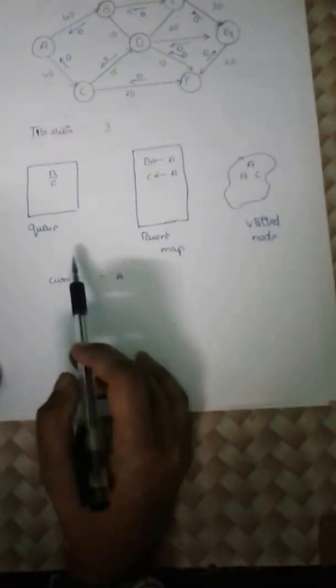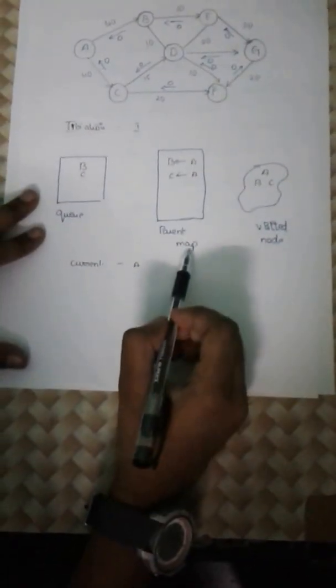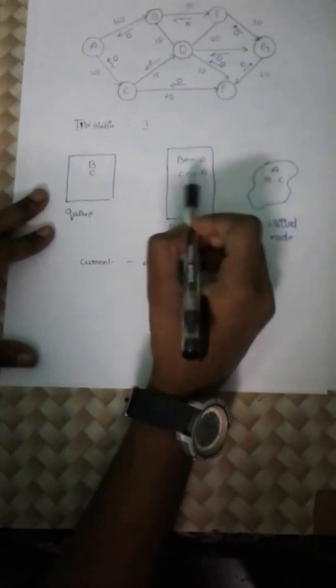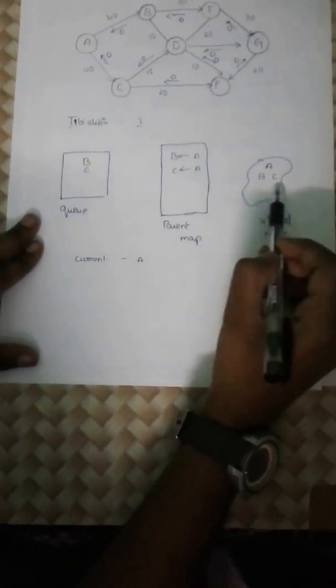Okay, so now we are going to solve the problem. We will get a lot of iterations. So first I have made the first iteration. If my current is A, then A moves to B and C. Then I'm going to mark a parent map which says where it comes from, and I'm going to mark the visited nodes, like I have visited A, B and C.